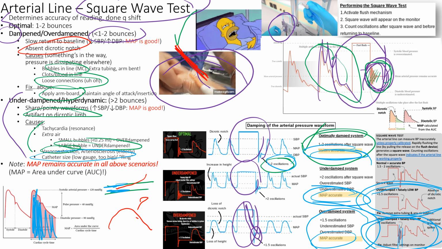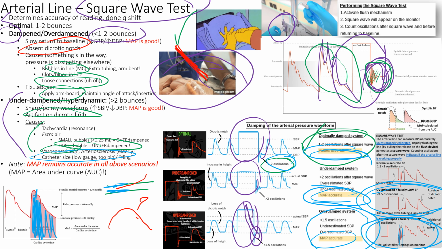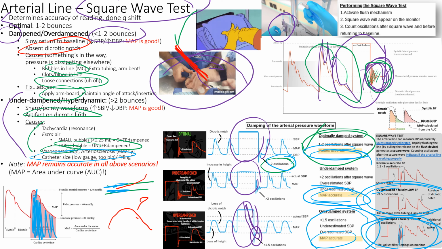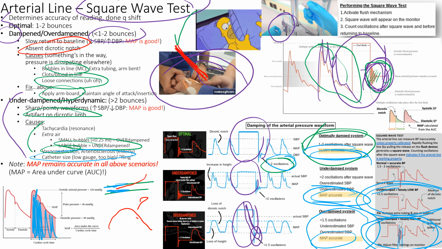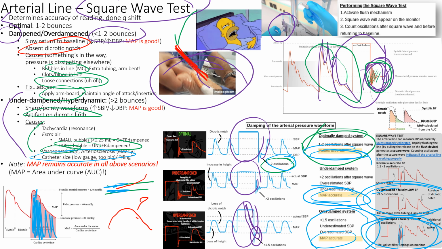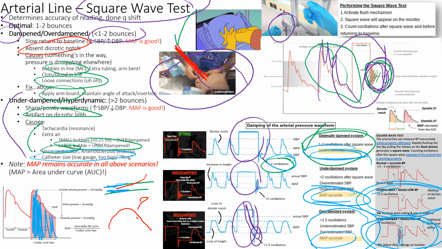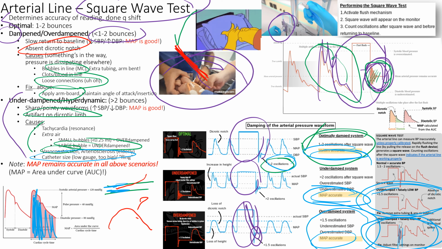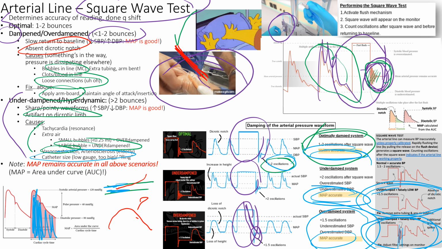Underdampened or hyperdynamic. And so it doesn't make sense when you say underdampened. So you got overdampened, I'm too much damp. I'm making it too occluded, or I'm dampening it. I'm turning down the volume. Whereas I under volume it, that doesn't make sense, right? It's hyperdynamic or too much volume. Okay.